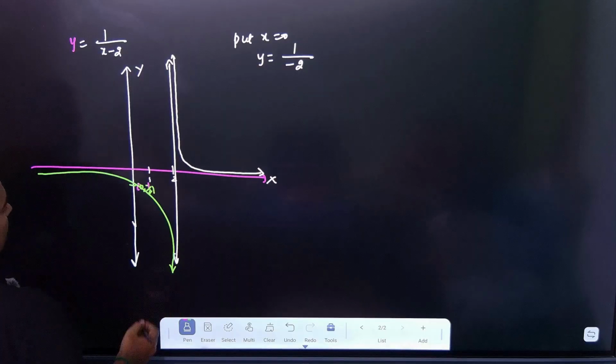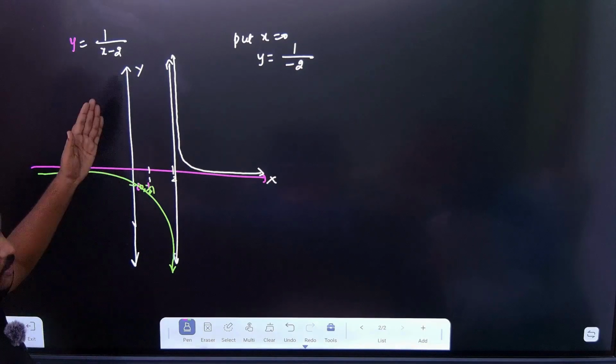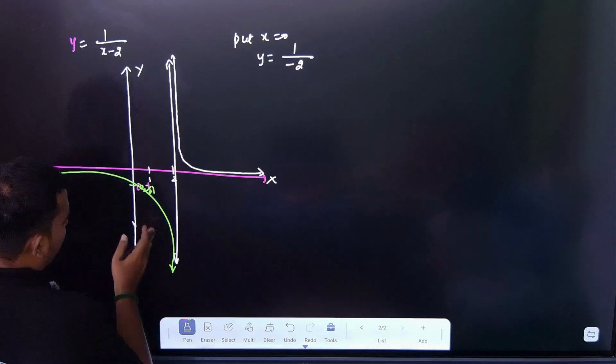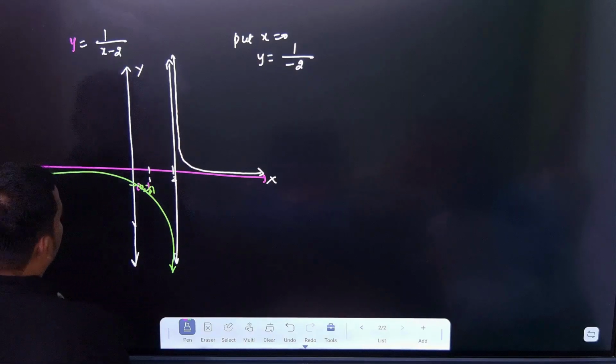Okay. So therefore, the graph is going like this, right? It does not cross x equal to 2. If x is equal to 2, it is 1 by 0. It goes to infinity, right? As it approaches from the left, it goes to minus infinity, right? Okay.